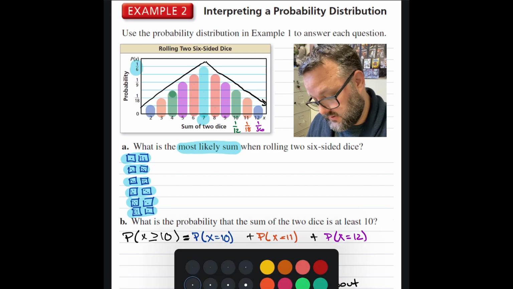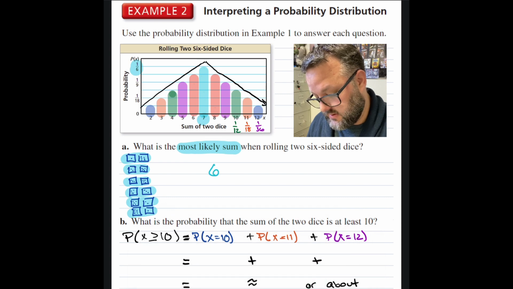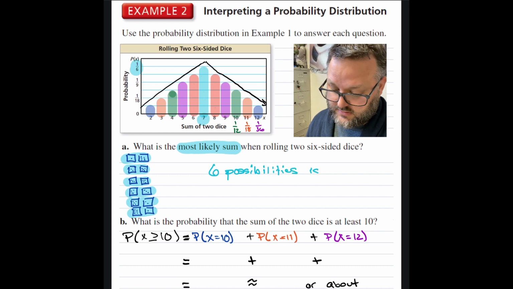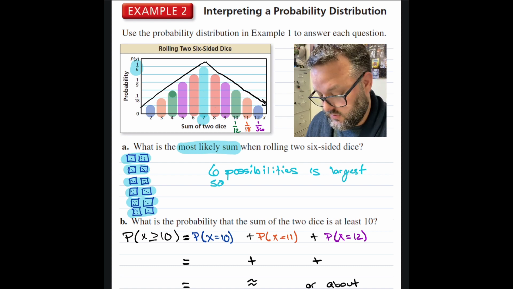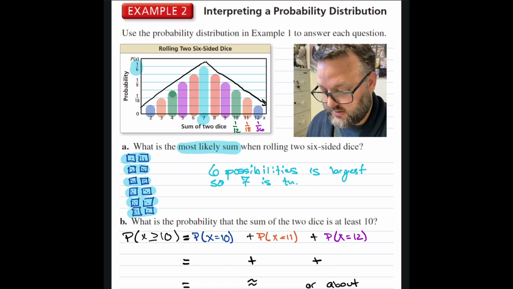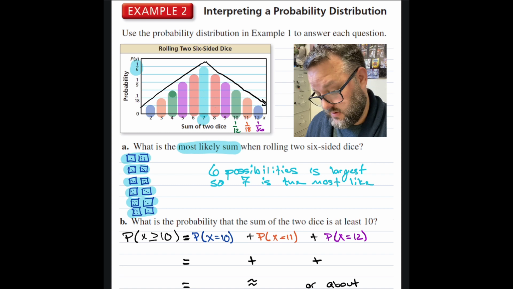of 6 possibilities being the largest. So 7 is the most likely sum.